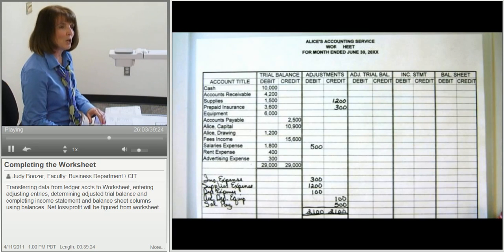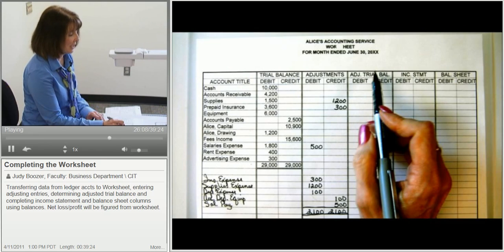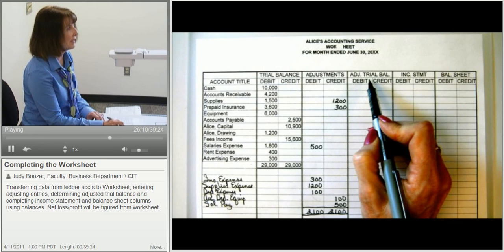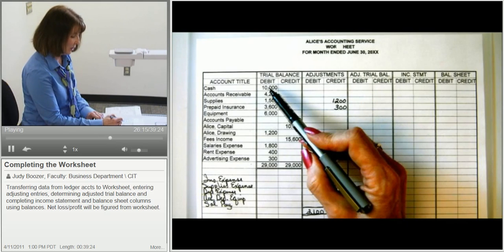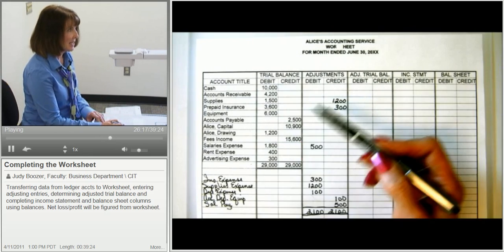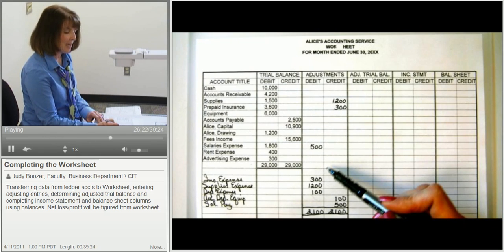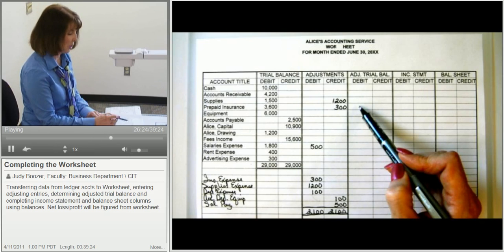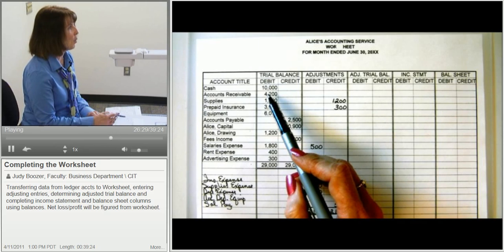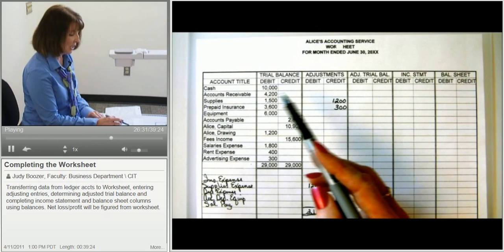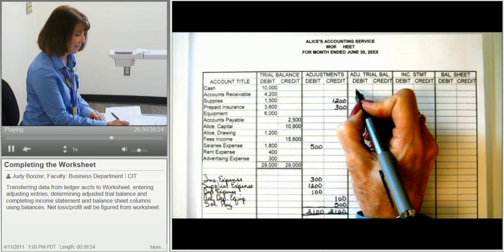Now we're ready to go to the next set of columns here. And notice what the caption is, adjusted trial balance. This means we're going to look at what we began with for all of the accounts and see the adjustments that impacted them and possibly come up with new balances or bring over the original one. So let's go down them one at a time. Cash, any adjustment? So what are we going to put in the adjusted trial balance? Good, 10,000.